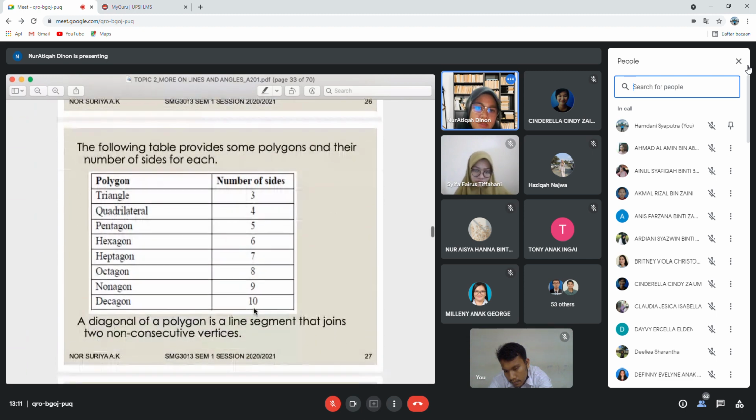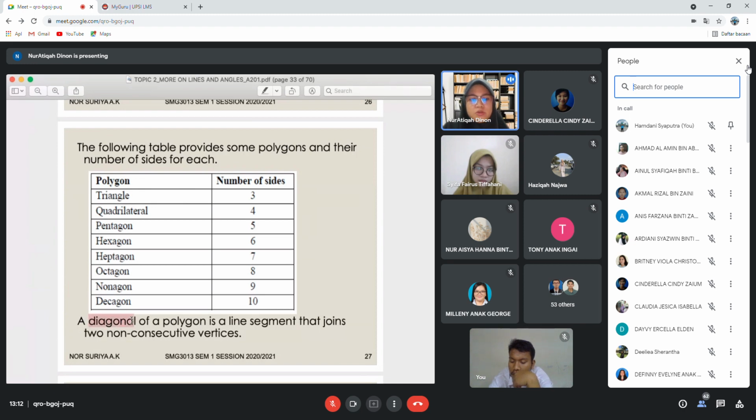In this table, there are some polygons and the number of sides for each of them. We have triangle, number of sides 3, quadrilateral 4. We don't refer to it as a rectangle or square; in general the general term is quadrilateral. Then we have pentagon, 5 sides. 6 sides is hexagon, then heptagon, octagon, nonagon, and decagon. It can go on, but if you only know up to this, it'll be good enough.